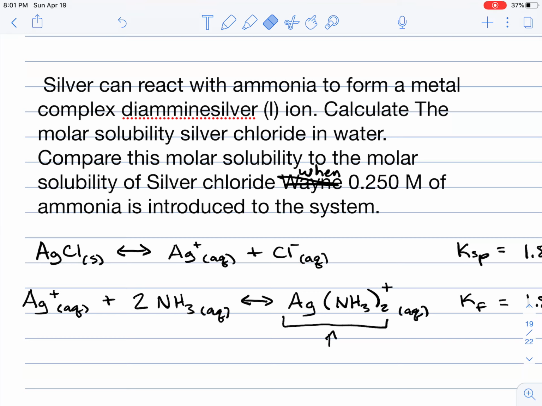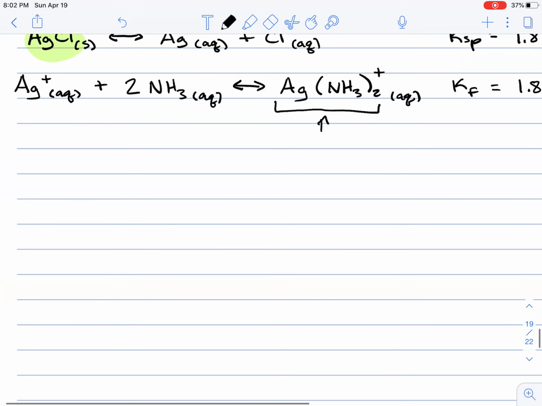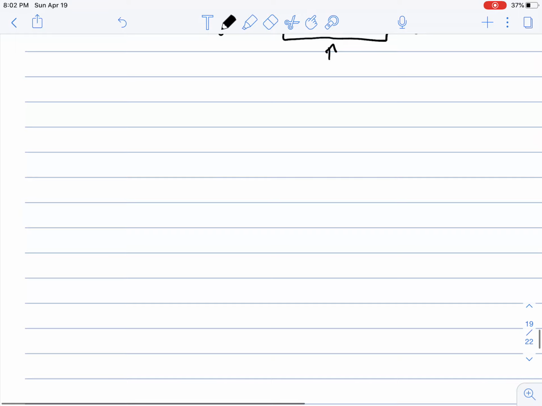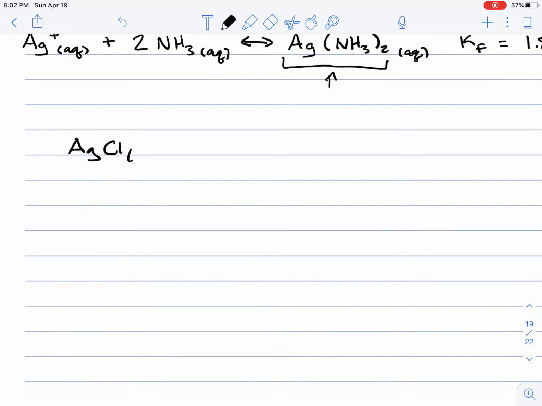So we have this silver chloride, and we want to first calculate the molar solubility of it in water. So this is something that we're familiar with. So let's just go ahead and do that first before we tackle the second part. So we have silver chloride in water.